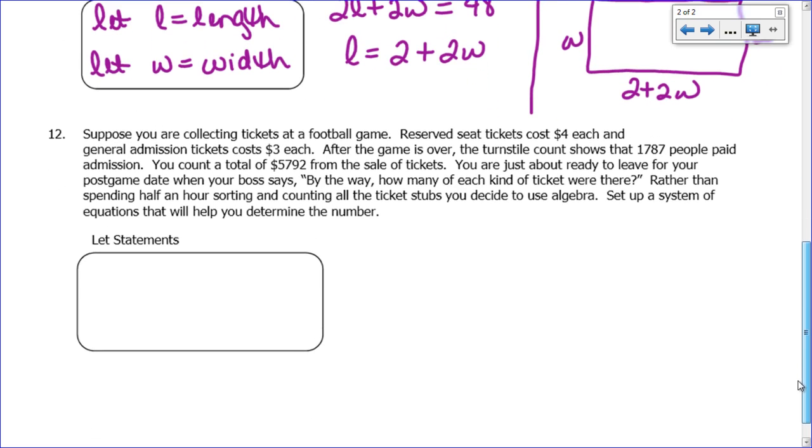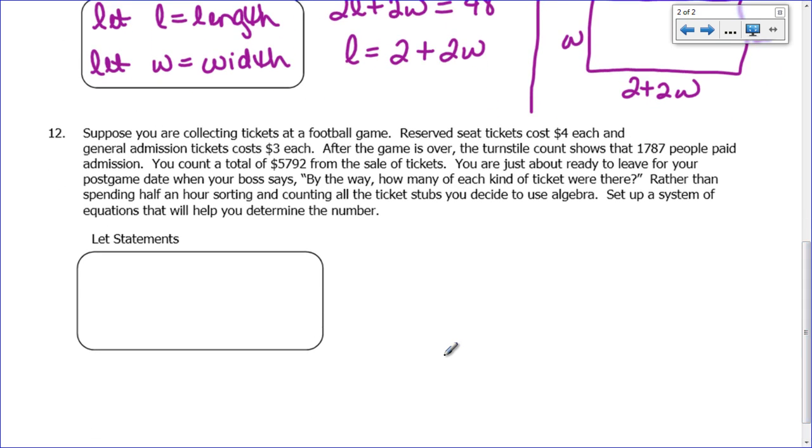So let's do this last one, and it's a very wordy problem, but you're going to run across them, so we should talk about it. You were collecting tickets at a football game. Reserve seat tickets cost $4 each, and general admission tickets cost $3 each. So I have 2 kinds of things. I have reserved and I have general. So here's what we're going to say. We're going to let X equal reserve seats, and then we're going to let Y equal the general admission.